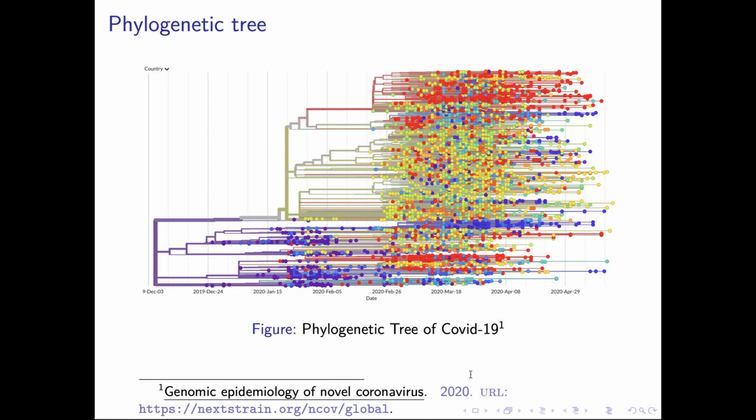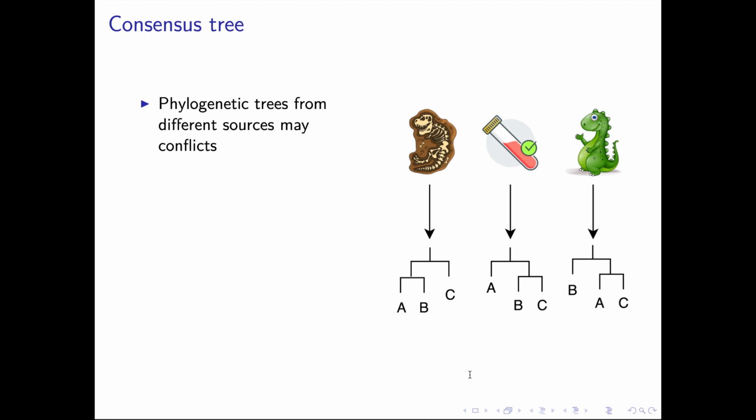Phylogenetic trees can be large. For example, this is the phylogenetic tree of the coronavirus, COVID-19. Leaves of the tree are the samples taken. Different colors represent different countries. Due to the inaccuracy of biological data and inference methods, different data sources may result in different phylogenetic trees. They may conflict with each other.